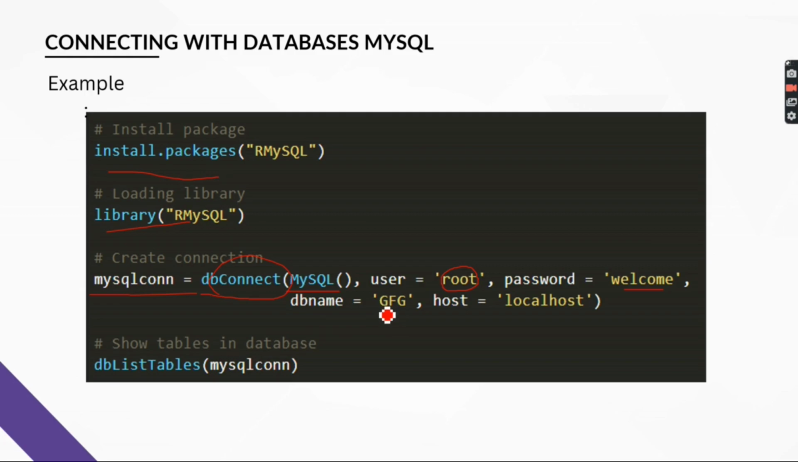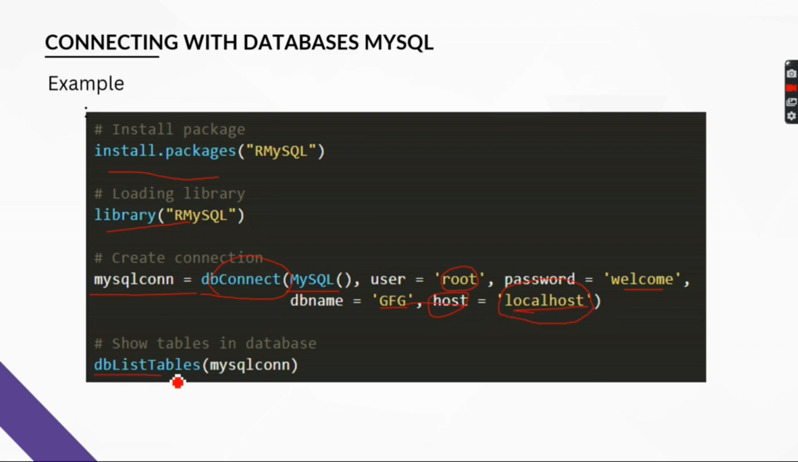Now the database name is GFG. The database that we have created is GFG, and the host is localhost. The host is where we are hosting our database. In this example, the user is using localhost to host a database on the web server. So we are using localhost.